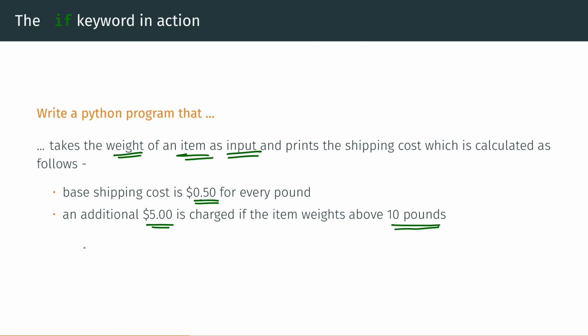So the code has to make a decision, and the decision is, that's this if, right? The decision is based on that condition of whether or not the item weighs above 10 pounds. So if you had to write this English sentence into Python code, the condition would be, let's call it weight greater than 10. Okay, so if weight greater than 10, that's the condition, right? Then we add 5 pounds to the shipping cost, right? So how will the program look like?